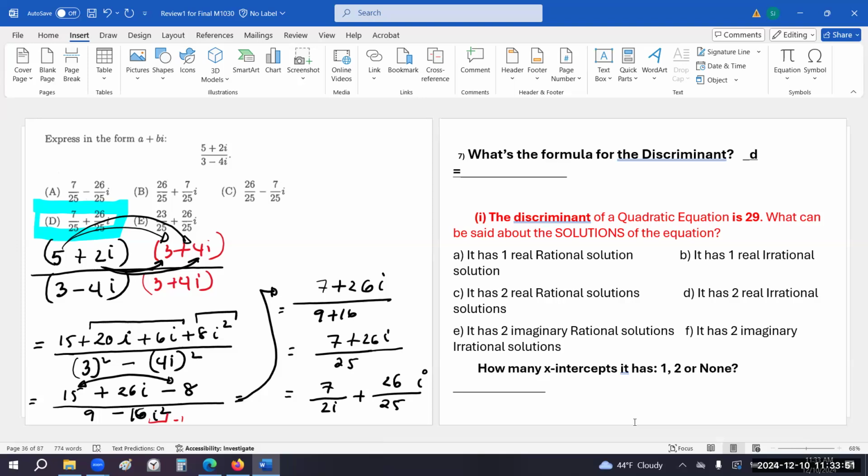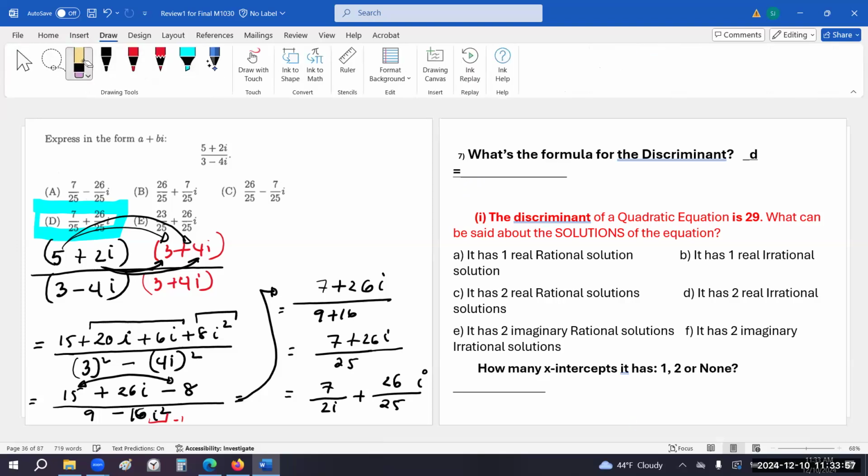What's the formula for the discriminant? D is b squared minus 4ac. Now we have a discriminant of 29. In other words, the square root of 29. So what type of solution do you have?